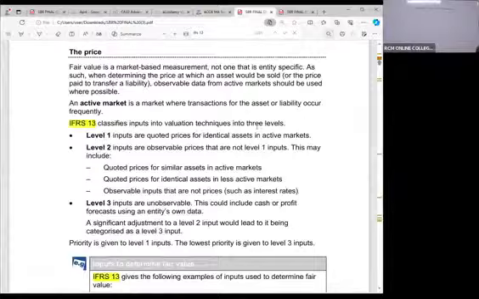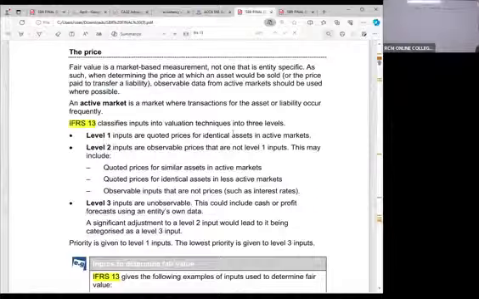The three levels here. We have level 1 inputs. Inputs are quoted prices for identical assets in active markets. I have this goat, this particular sheep here. It's a topper sheep. I know the size. I can see the size. I can see this one. This one is very, very identical to mine. So if it's identical to mine and it was sold at 13,000, now I'll be able to value mine at 13,000. So level 1 inputs are basically for identical items in the market.